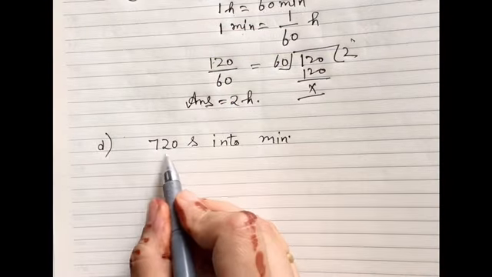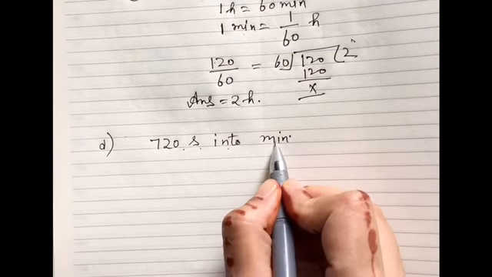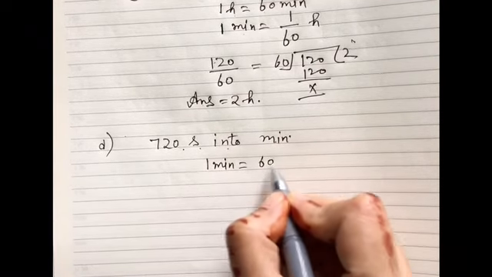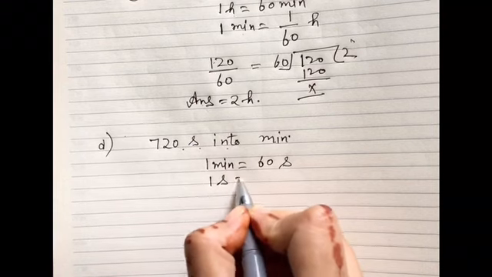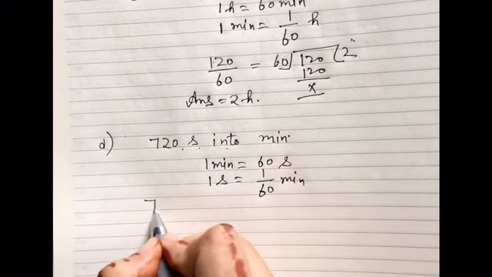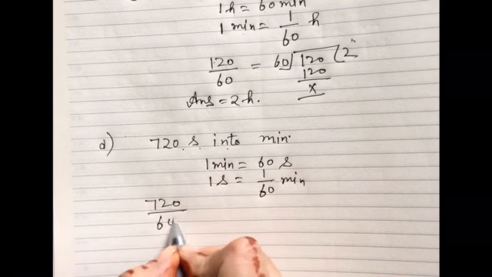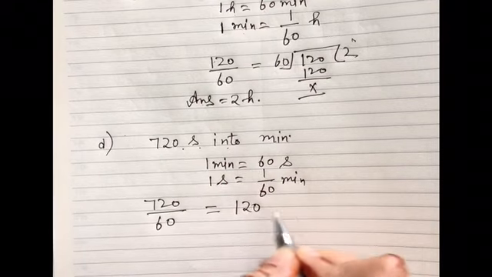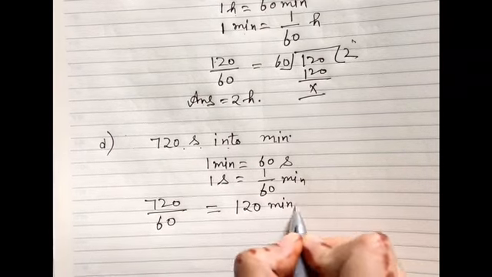Next is 720 seconds into minutes. So 1 minute is equal to 60 seconds and 1 second equal to 1 upon 60 minute. So that means 720 divided by 60. What will you get? 12 minutes.